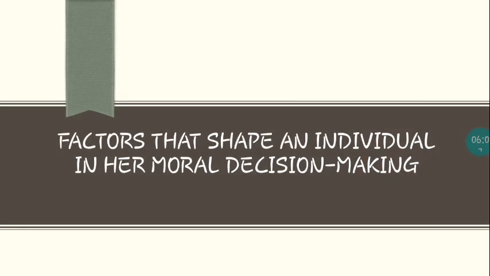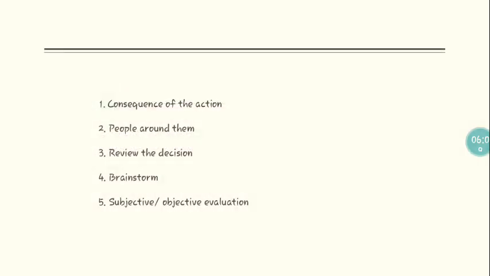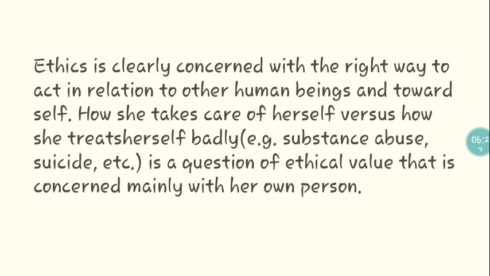Next are the factors that shape an individual and her moral decision making. Number 1, the consequence of the action. Second, people around them. Third, review the decision. Fourth, brainstorming. And lastly, subjective and objective evaluation. Ethics is clearly concerned with the right way to act in relation to other human beings and towards self. How she takes care of herself versus how she treats herself badly, for example substance abuse, suicide, etc., is a question of ethical value that is concerned mainly with her own person.